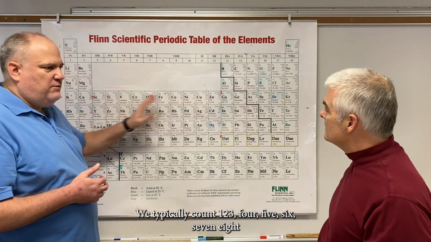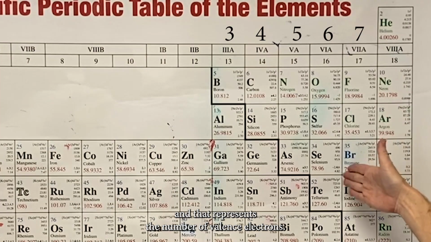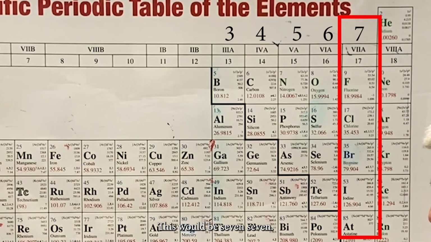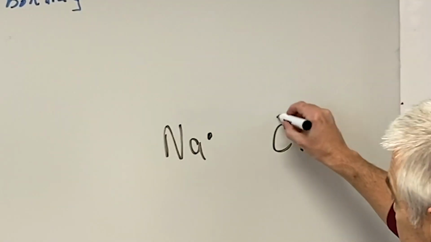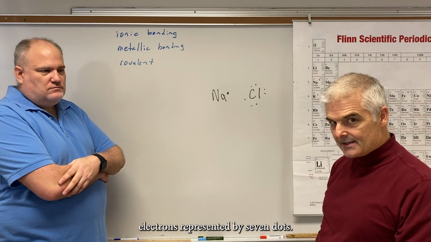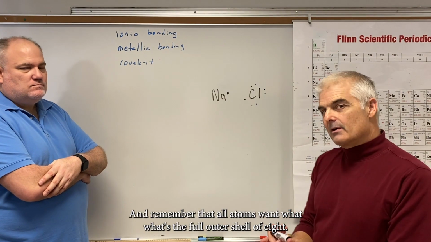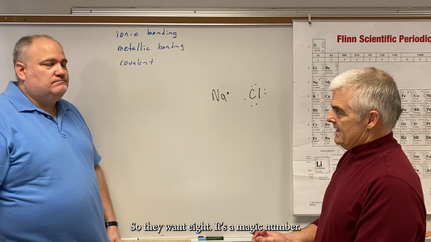Well, skipping the middle block here, we typically count 1, 2, 3, 4, 5, 6, 7, 8, and that represents the number of valence electrons. So this would be 7. For the chlorine, I'm going to put 7 valence electrons represented by 7 dots. And remember that all atoms want a full outer shell of 8. Eight's the magic number.